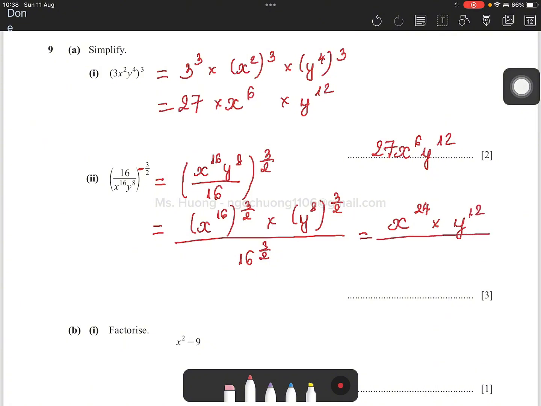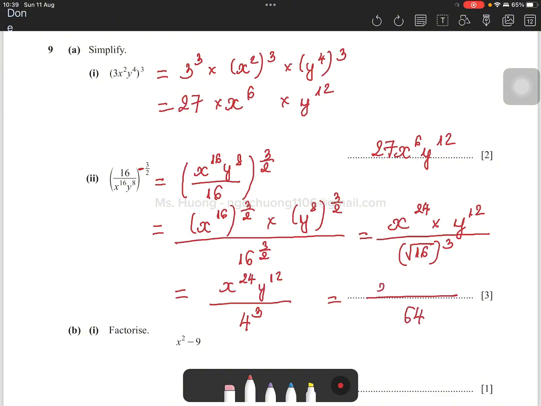And finally, for this, 16 to the power of 3 over 2 means the square root of 16 to the power of 3. And you know that this is x to the power of 24, y to the power of 12. The square root of 16 is 4. Then 4 cubed is 64. So the answer is x to the power of 24, y to the power of 12 over 64.